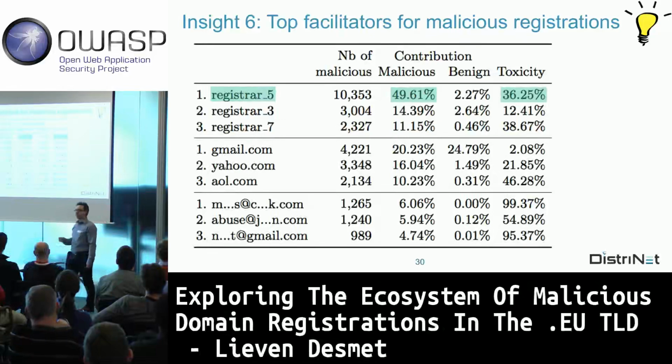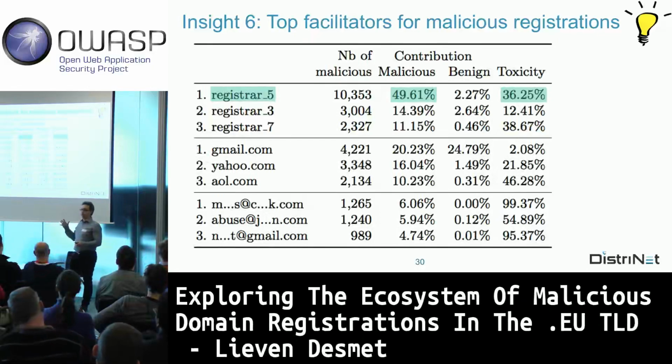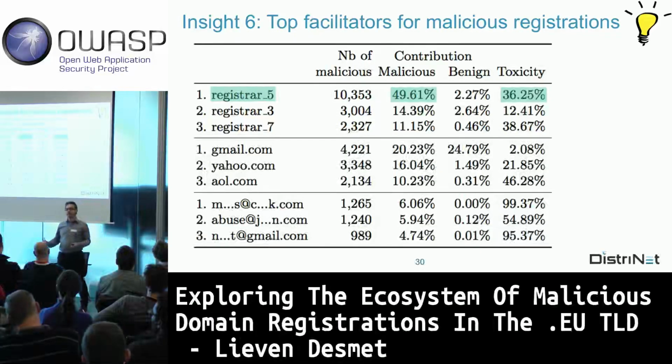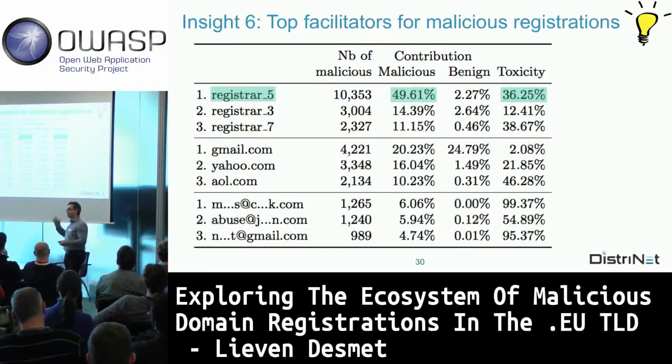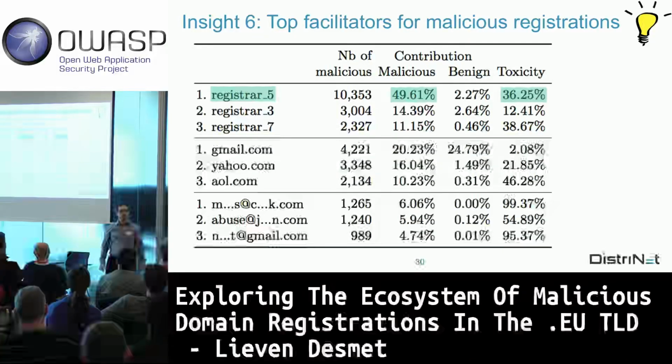Is that registrar of bad intent? Not sure. It could be that it's the cheapest one, and that the malicious actors are just being very cost effective in registering their domain names. It could also be because the whole ecosystem of DNS is working with registrars and resellers. A lot of resellers have good contacts with this registrar, or you can pay in Bitcoin. So there can be many different reasons, but we see that this one is popping out. Also, its toxicity means that for more than 1/3 of the domains that registrar is registering, you already know for sure they will be malicious. Remember, the average was 2.5.